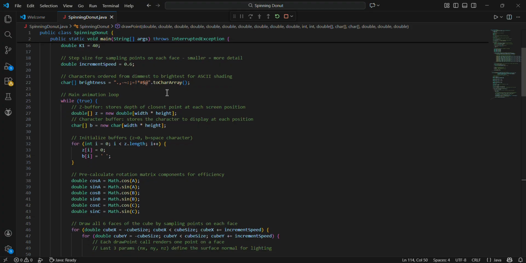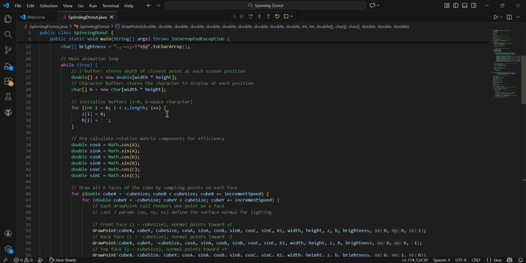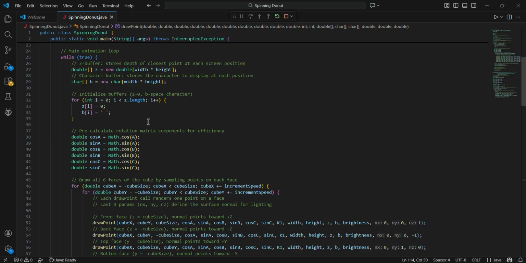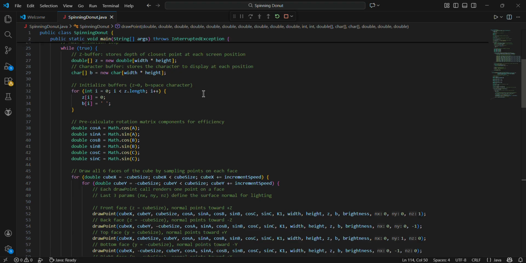This is something that you gave us. It's just the ASCII from lowest brightness to highest brightness. It's in a char array. The period is dim and the at sign is really bright. Then the animation loop, once again, something you gave us. We have a Z buffer and a character buffer. Think about the Z buffer as what is closest to the camera, and we'll be constantly updating this so that it appears to be spinning. And then our character buffer is what we hold to display at each position, so we know what to show at each spot on the cube.